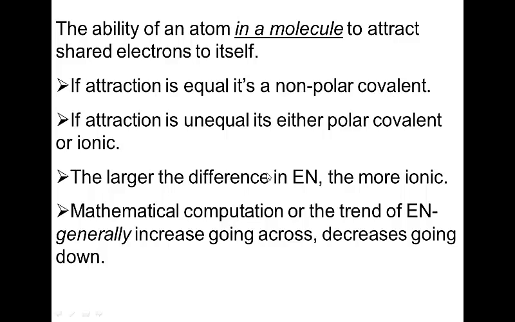And the trend of electronegativity on the periodic table is generally, and you've got lots of exceptions for electronegativity. That's why a lot of times, if you calculate it mathematically, given the electronegativities, and you do it based on your trend on the periodic table, there are some discrepancies. But again, you're not going to memorize all the electronegativities of every atom on the periodic table, so we can live with some of the discrepancies. So generally, increase going across, decreases going down.